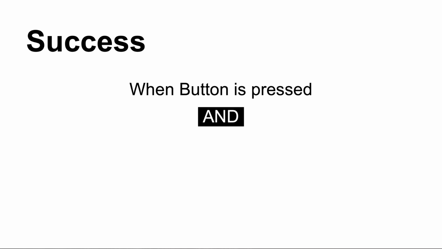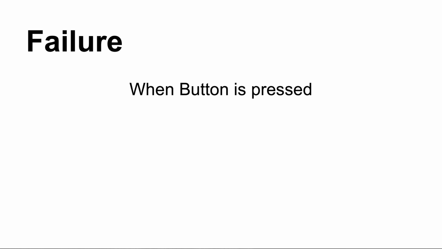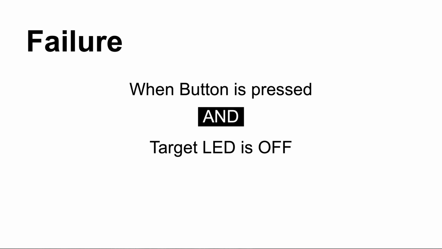If the player presses the button when the target LED is on, that is success. Think about what you might need to do to the delay variable to make it even faster in the next round. If, however, the player presses the button while the target LED is off, well, they lose. You need to end the game, but don't forget to reset the delay variable.